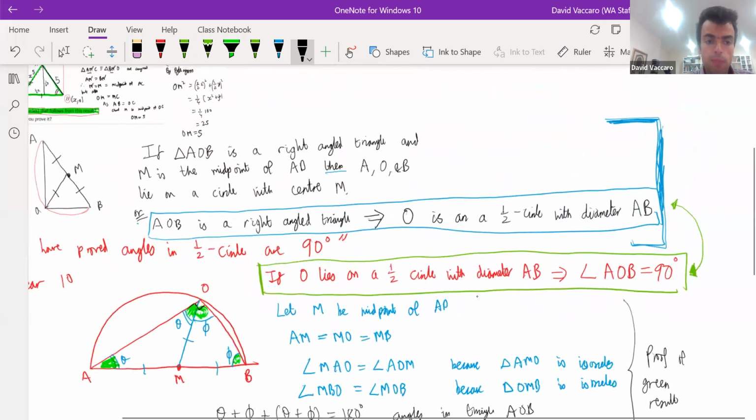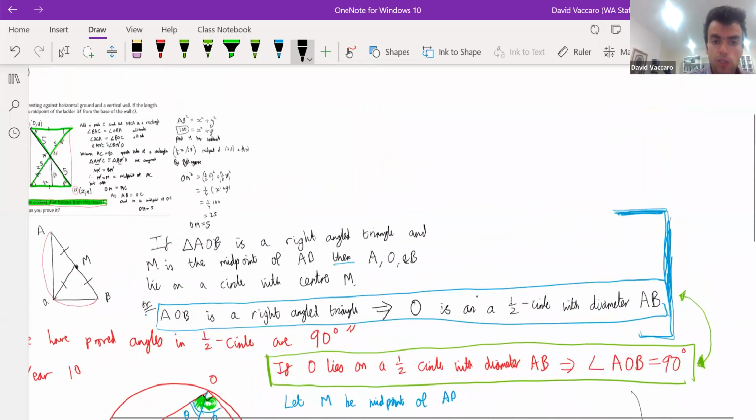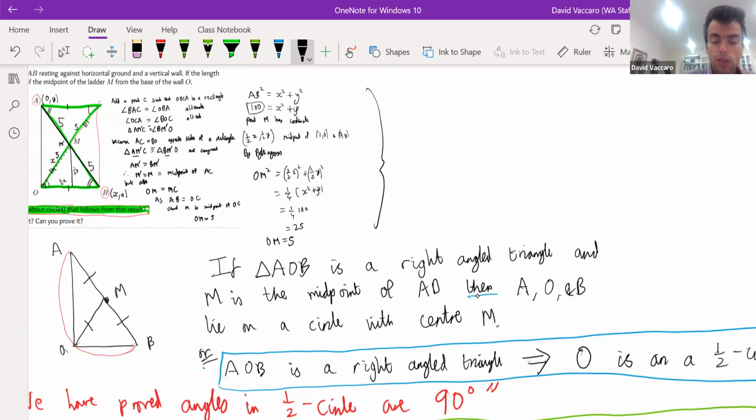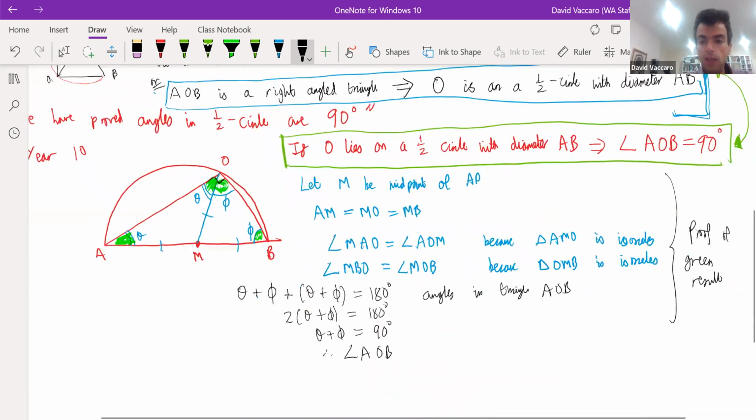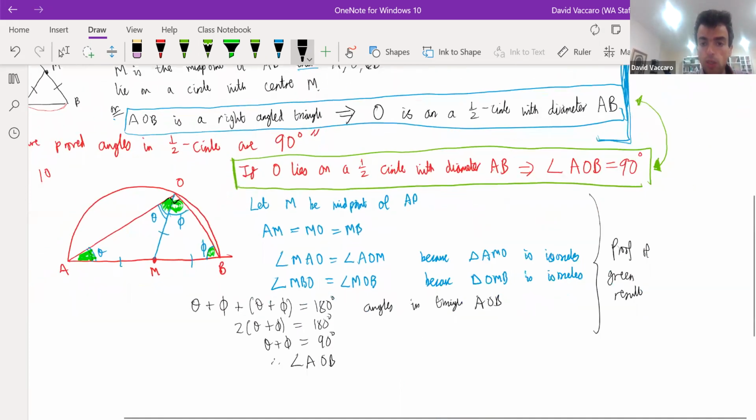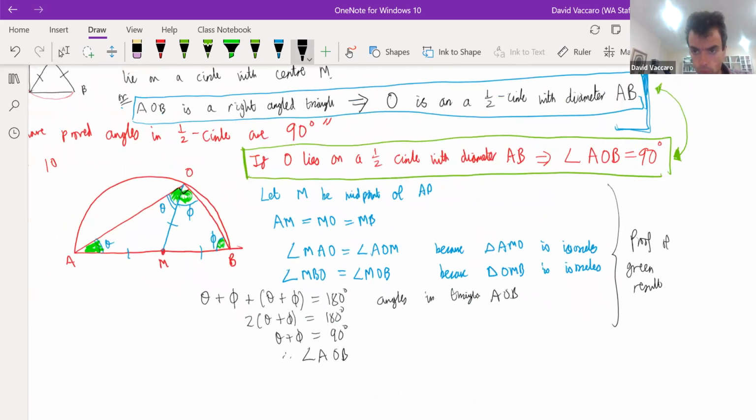Okay, and then this argument here, either the Pythagoras or the congruent triangles, this is the proof of the blue result. Okay, let's go into the chat now and let's see if we can decide what is the difference between the blue result and the green result.